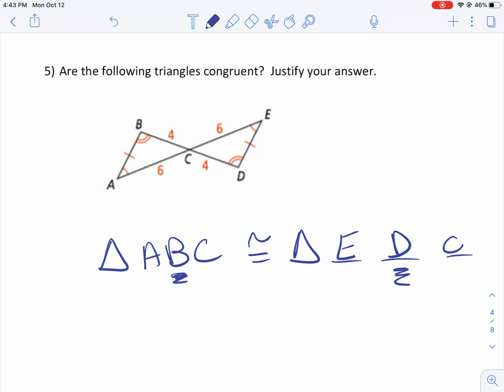all of these side lengths. And actually the angle as well. Angle C over here actually is congruent to this angle over here because of the vertical angles theorem. So now I just have to see about the sides.